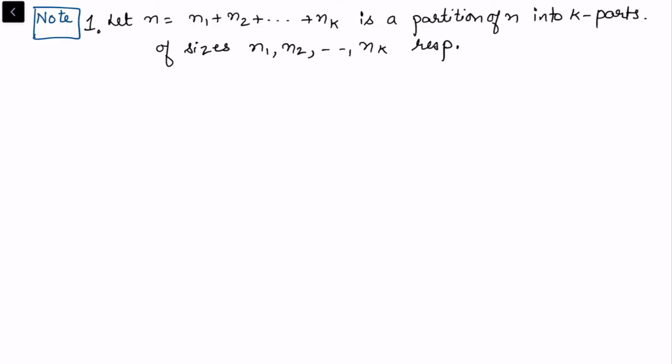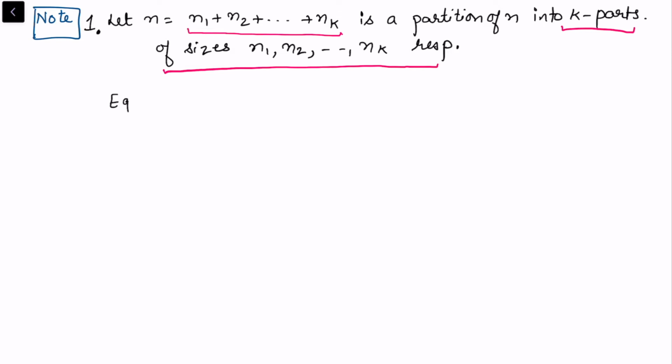So we look at some more notes on this partition. Let n equal n1 plus n2 plus up to nk. This is a partition of n into k parts. So this is what we mean, and the part values are different. When we say part value, we do not call this a value. We say the parts have sizes n1, n2, up till nk respectively.